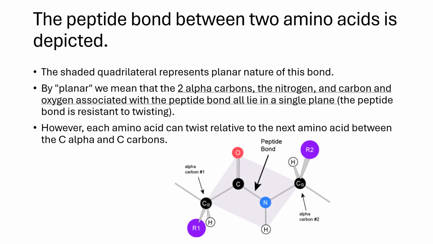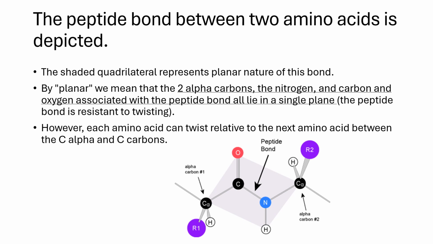The peptide bond between two amino acids is depicted. The shaded quadrilateral represents the planar nature of this bond. By planar, we mean that the two alpha carbons, the nitrogen, and the carbon and oxygen associated with the peptide bond all lie in a single plane. As you can see, they are all lying in a single plane, right?